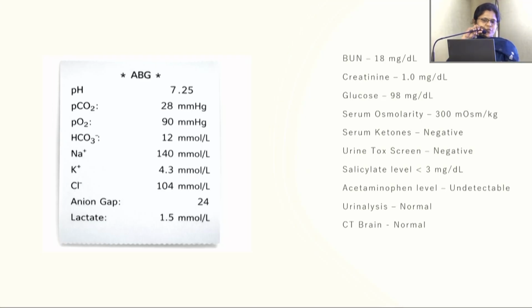The labs follow. In the ABG, you find that the pH is 7.25 with a PCO2 of 28, bicarb of 12, anion gap of 24, and lactate is 1.5. You have a high anion gap, severe metabolic acidosis here, and his RFT is normal, glucose is 98, there is no hyperglycemia, serum osmolarity is 300, serum ketones are negative, urine tox screen turned out to be negative, salicylate levels, acetaminophen levels all are low, and urine analysis is also normal. CT brain is done, which is also normal.